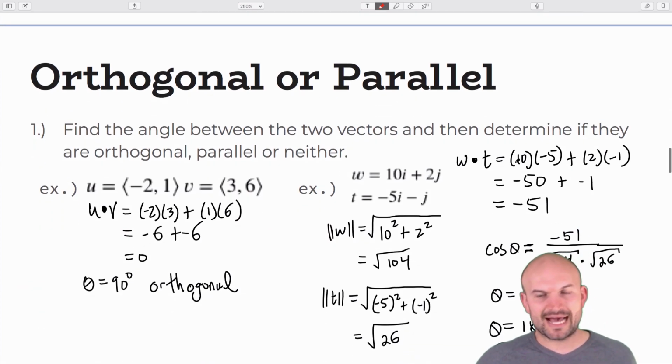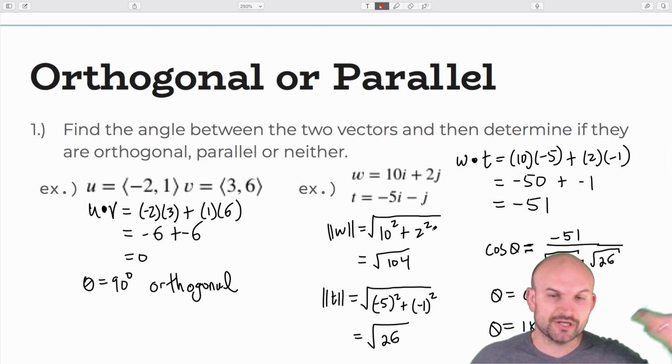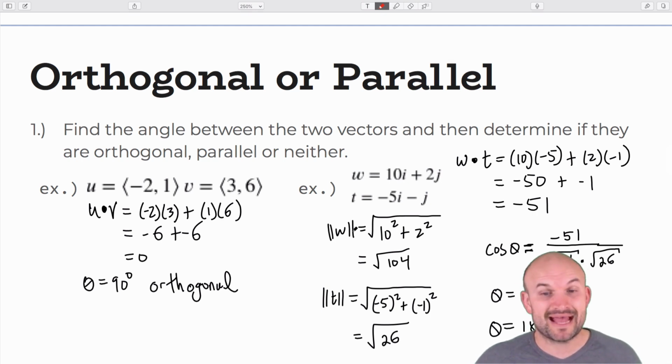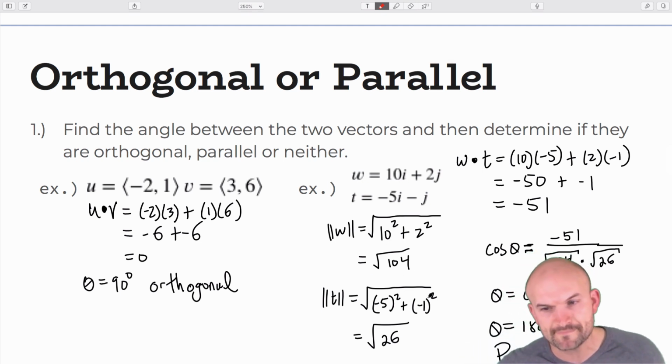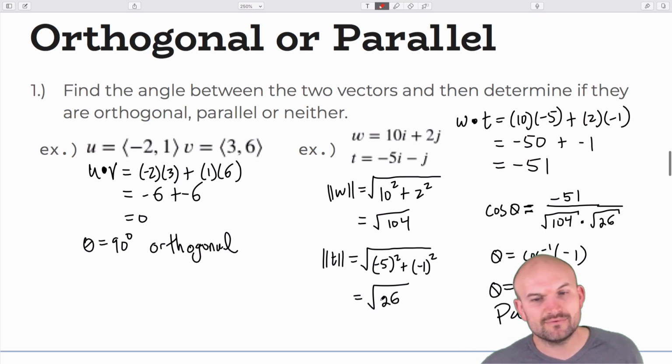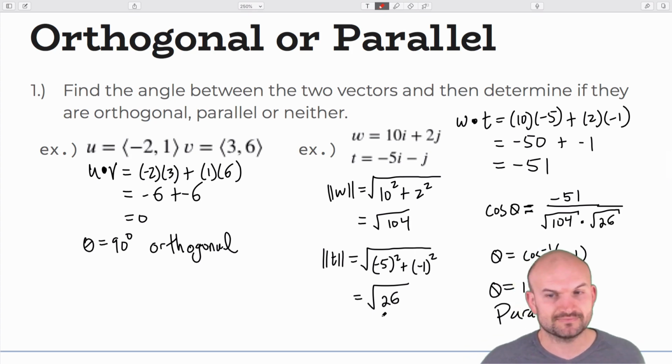Now in this next example, I do the dot product. So now I have w and t vectors written as a linear combination. However, when I do the dot product, I get negative 51. So that doesn't tell me enough information to determine if they are parallel. Well, I'm sorry, they're not orthogonal. So I don't know if they're parallel or not. So then I continue with identifying the magnitude of w, which is the first component squared plus the second component squared, which is the square root of 104. And then I do that again for t, which gives me the square root of 26.